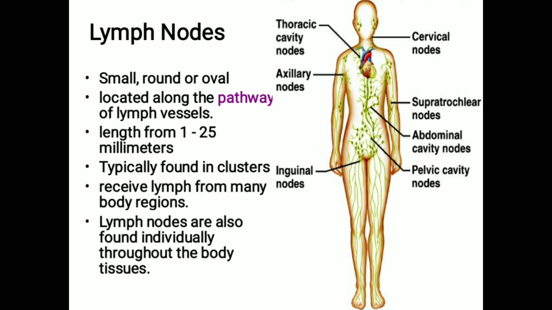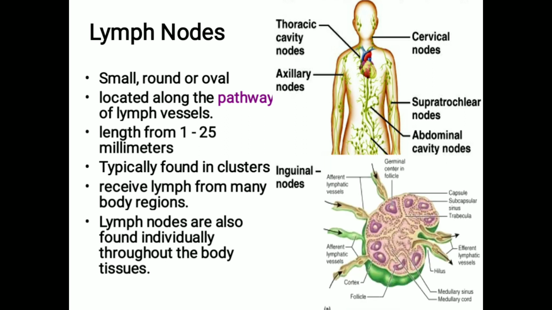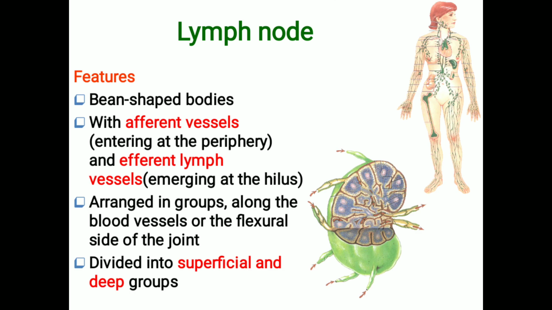lymph nodes are small, round or oval, located along the pathway of lymph vessels, ranging in length from 1 to 25 millimeters, typically found in clusters. You can see in the armpit they are found in clusters. They receive lymph from many body regions. Lymph nodes are also found individually throughout body tissue. So these are the lymph nodes. What you are seeing is bean-shaped; this is the histological slide you are looking at. In the figure here, you can see how the lymph nodes are arranged.